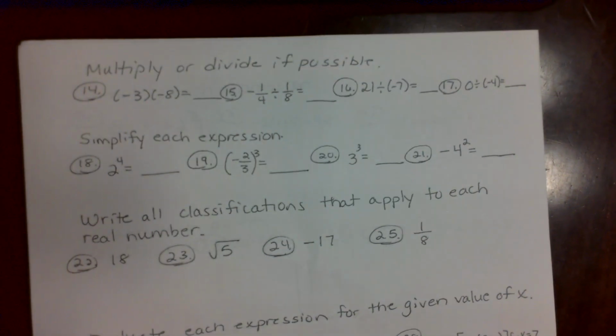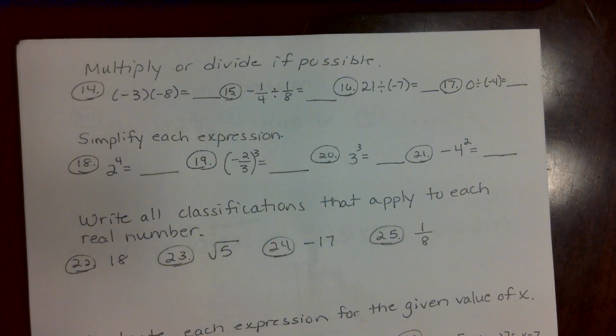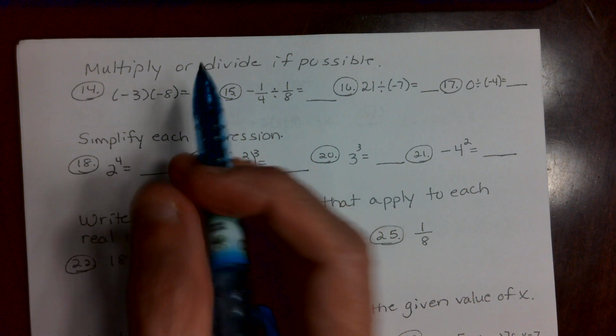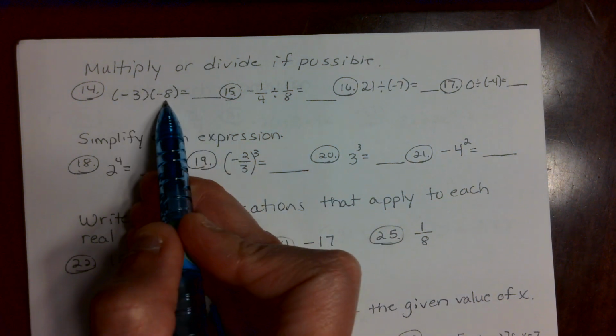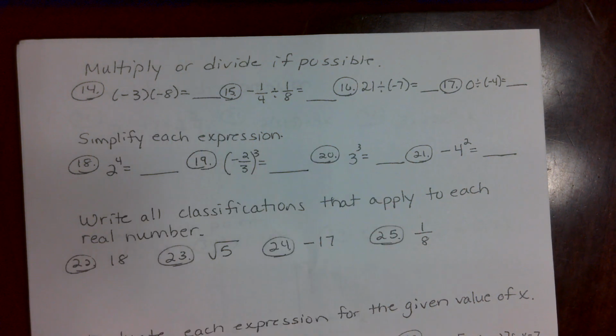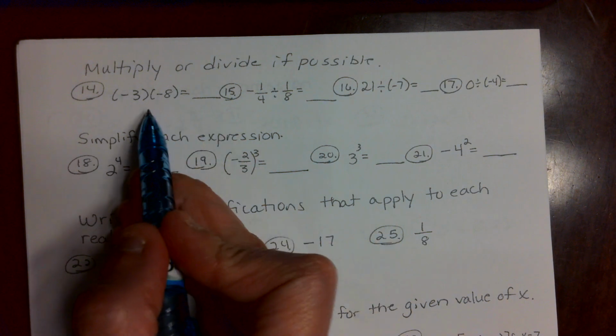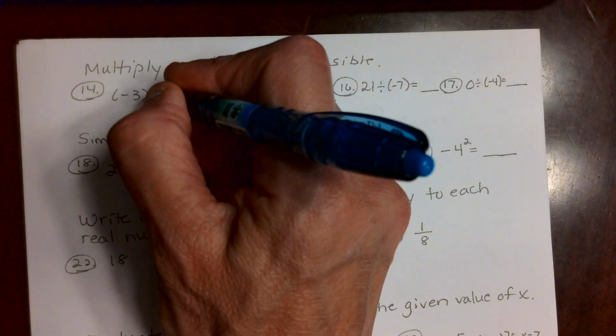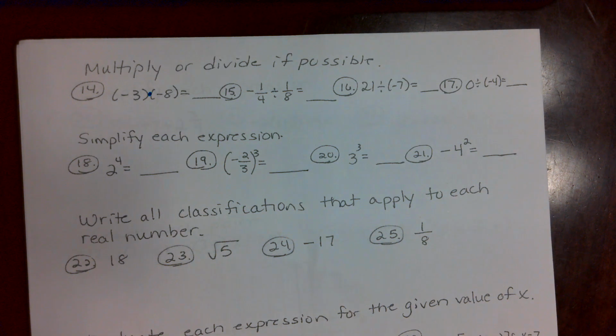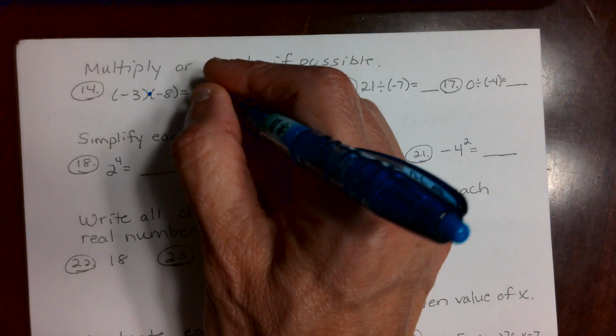And we want to be able to see it. There we go. Multiply or divide if possible. Multiplying 2 numbers. They are both negative numbers. So we get a positive and we just simply do, this is not subtraction, people. Do not subtract those, please. There's a multiplication in there. So this is a positive 24.